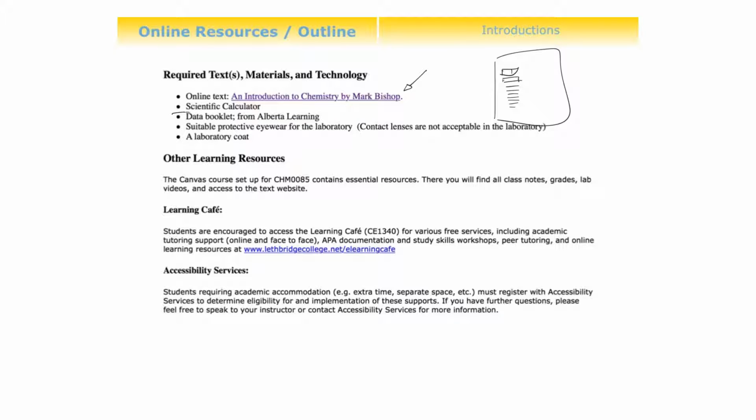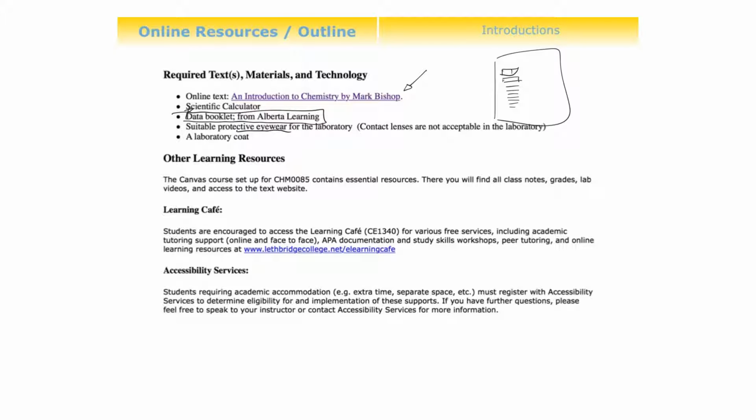You also need some kind of scientific calculator and a data booklet, and the data booklet is actually posted in Canvas, so you could just print it off from there. I'm not sure if they still carry those in the bookstore or not, but you can print your own out as well. You need to get some eyewear for the lab. We'll talk more about labs when we get to the first one.